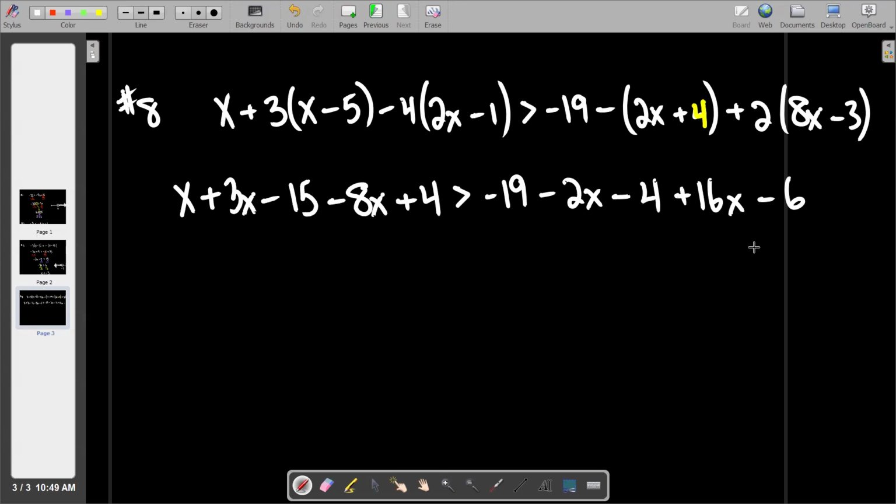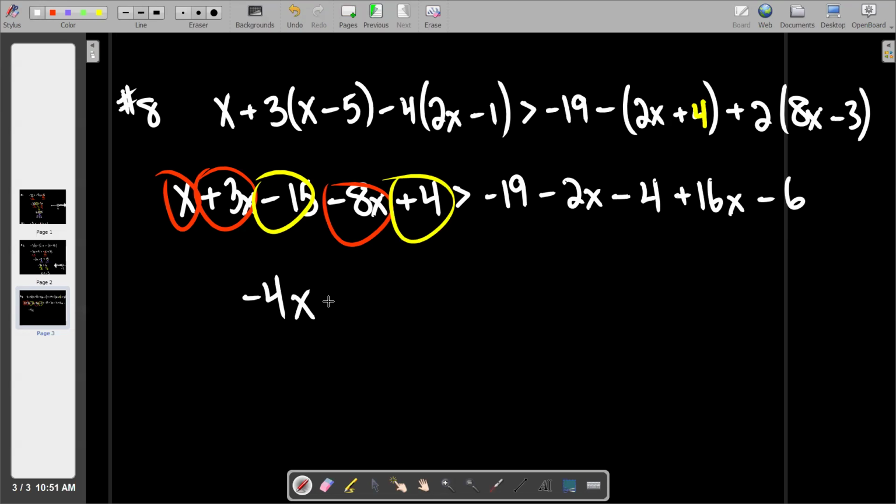Say again? It's a whopper, isn't it? You might want to come along for the ride. I'm going to color code as I always do. On the left side, x plus 3x makes 4x. 4x minus 8x makes negative 4x. I'm also going to combine my negative 15 and my plus 4, which makes negative 11. So great job if you got the left-hand side.